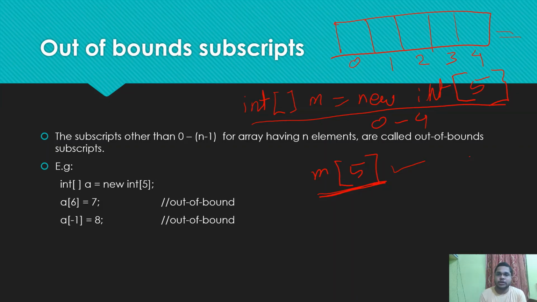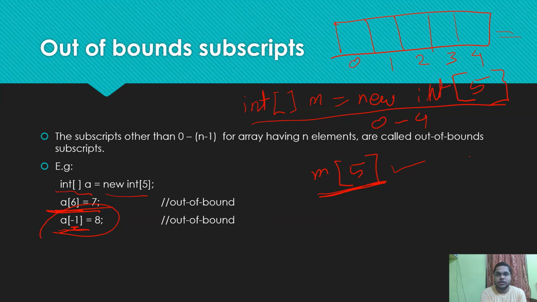Here I take an example. I declare int a, where a is my array of size new int of 5. Then if I want to access a of 6, 6 is my index number, but inside an array of size 5 there is no index like 6, no such subscript. Then this line throws an out of bound exception. Similarly, if we write a of minus 1, there is no minus 1 index, so this also gives an out of bound exception.